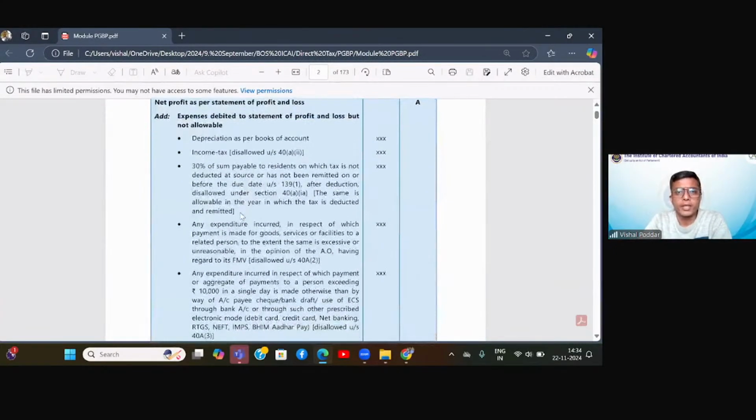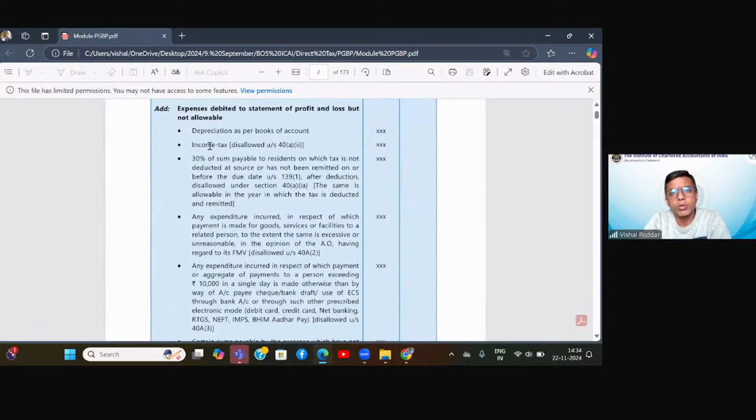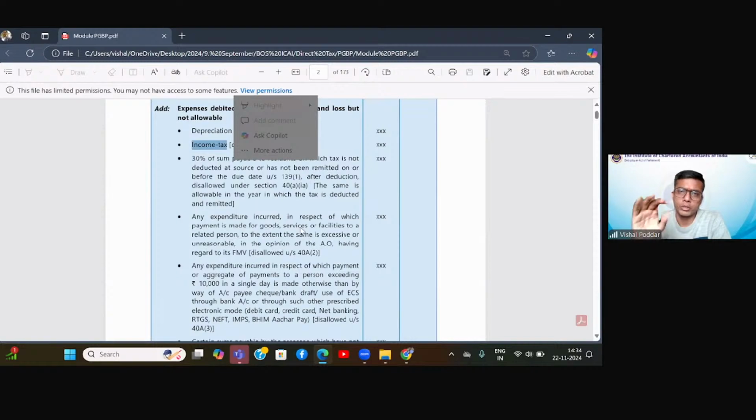Fine. Then the second item which is disallowed is direct tax, as we have studied, revised multiple times, that under section 40(a), any type of direct tax paid will be disallowed. So if it is already debited to P&L, you have to add that.